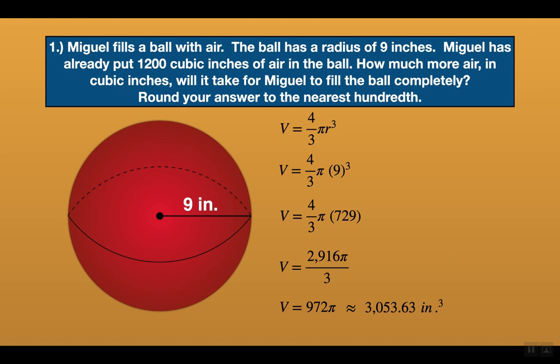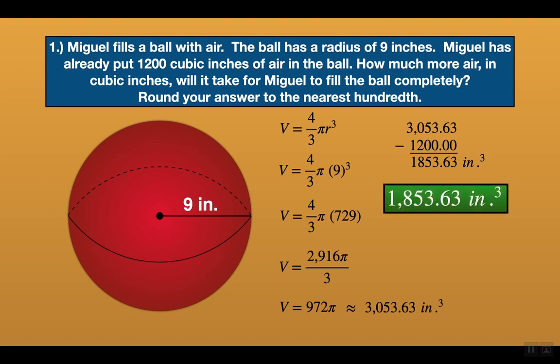Now that number represents the volume of the entire ball, but that's not our answer because that's not what we're looking for. We're not looking for the volume of the entire ball. We're looking for how much more air Miguel has to put in the ball. So if Miguel has already put 1,200 cubic inches of air into the ball, what we could do is take the volume of the entire ball and subtract from it 1,200. The remaining amount will be the amount of air that Miguel needs to fill the ball. So when we subtract those two numbers, we're going to get 1,853.63 cubic inches, and that is our answer. That is how much more air Miguel needs to put into the ball.